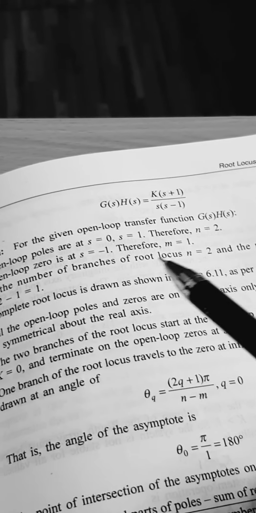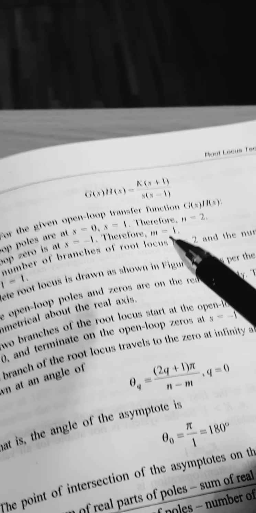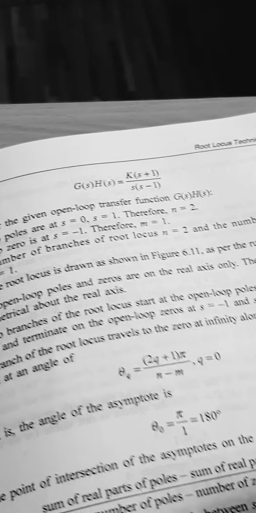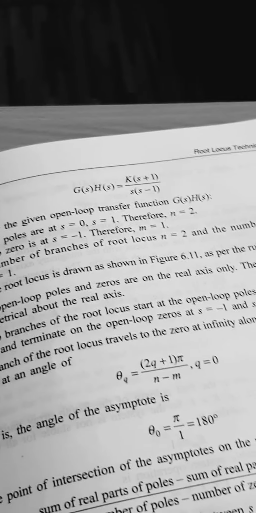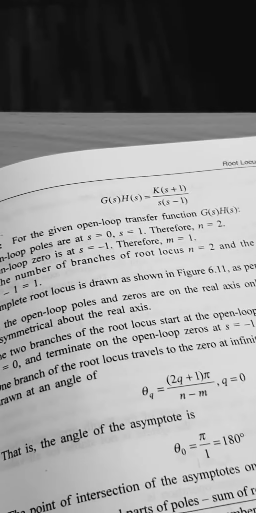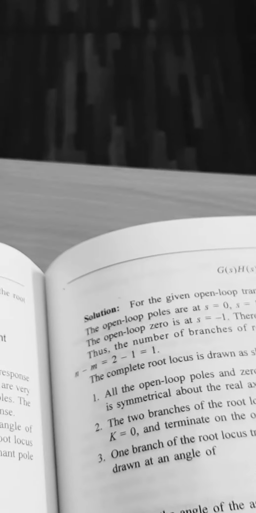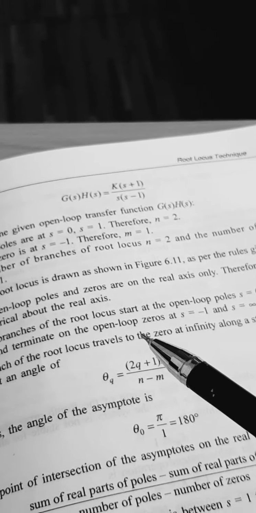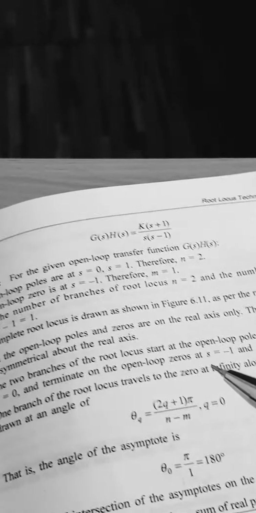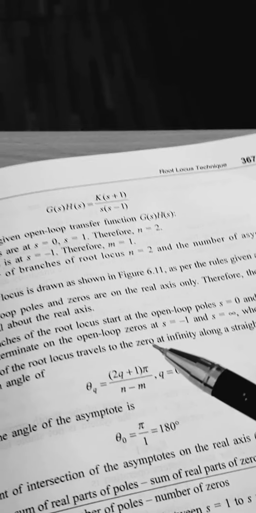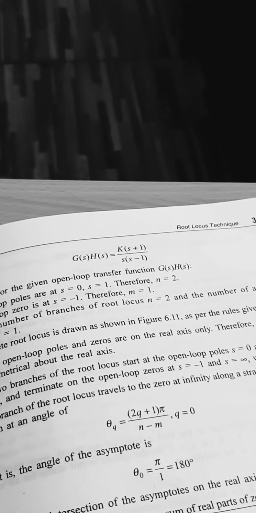minus 1. So here the number of poles n is equal to 2 and the number of zeros m is equal to 1. So you already studied that n minus m, that means 2 minus 1, root locus will go from the pole to zero at infinity.